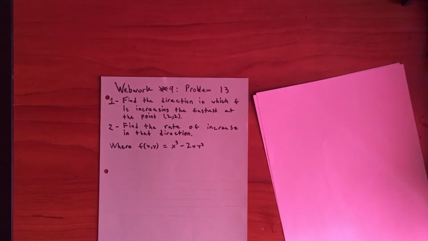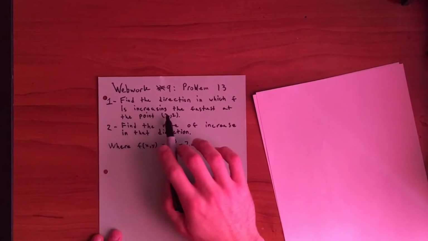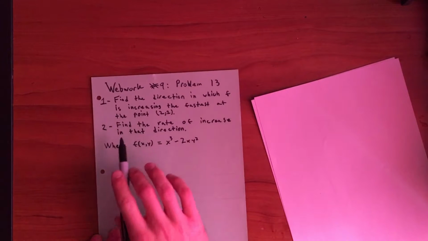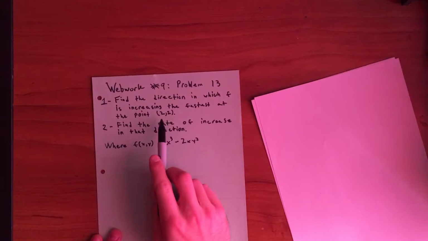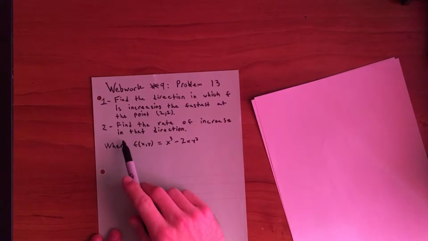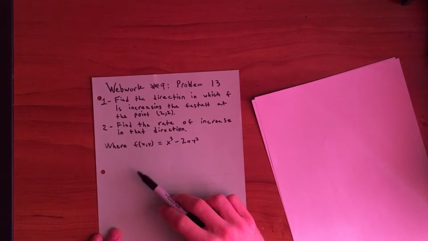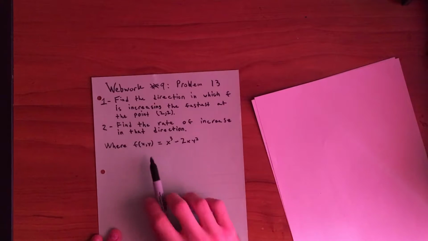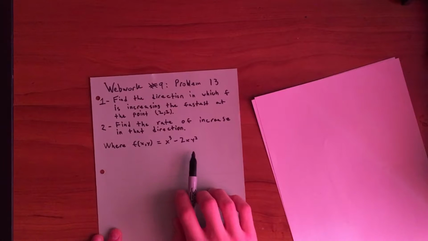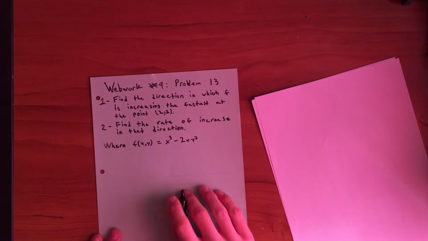So for WebWork number 9, problem 13, we have to find the direction in which the function f is increasing the fastest at the point x equals 2, y equals 2. And then we have to find the rate of increase in that direction. That's going to be where f of x, y is equal to x cubed minus 2x times y squared.